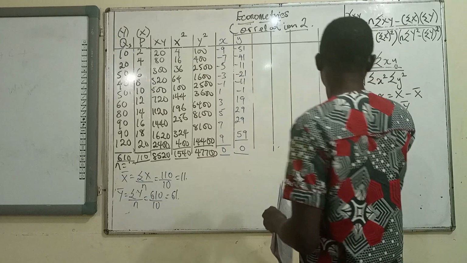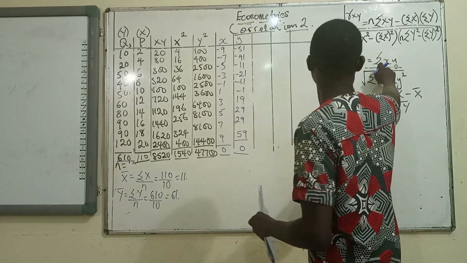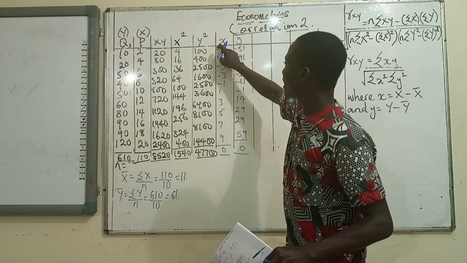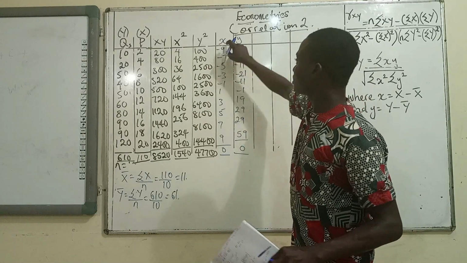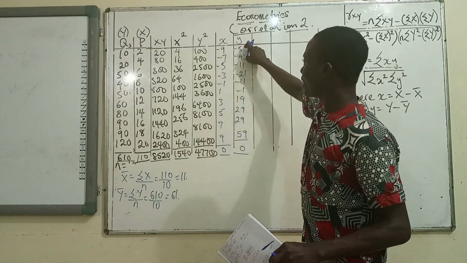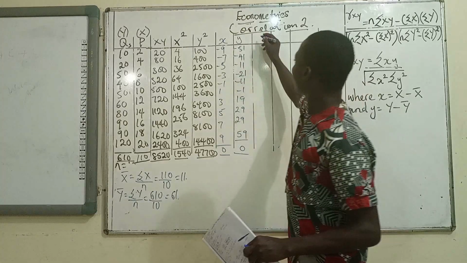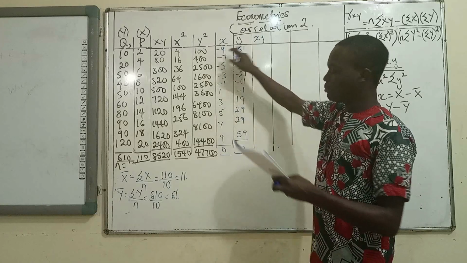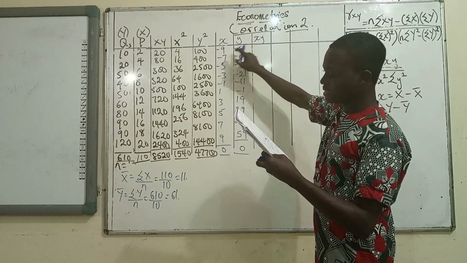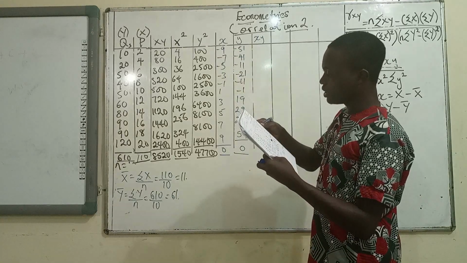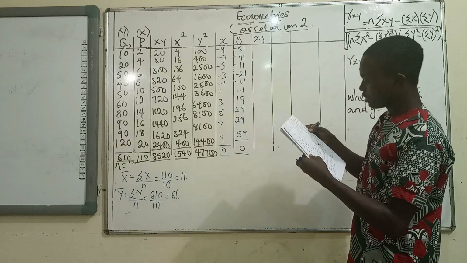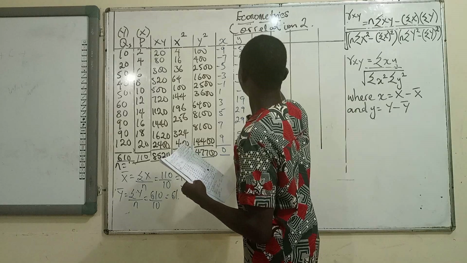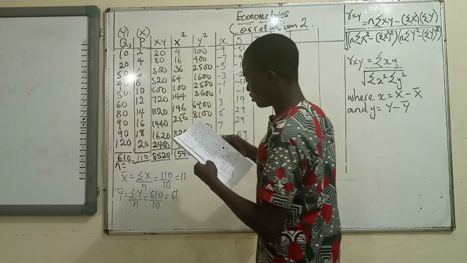So what else do we need? We need a sum of xy, which simply means that we have to multiply the deviation of x and the deviation of y, and then sum up whatever answers we have on the column. So minus 9 times minus 51, okay, I'm looking for xy now, is going to be 459. So I have 459 over here. Please make sure you use your calculator to cross-check.